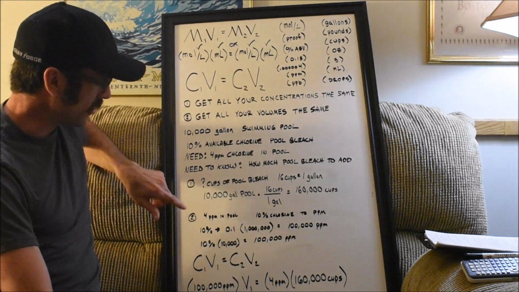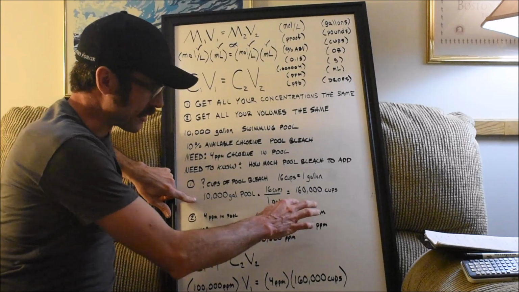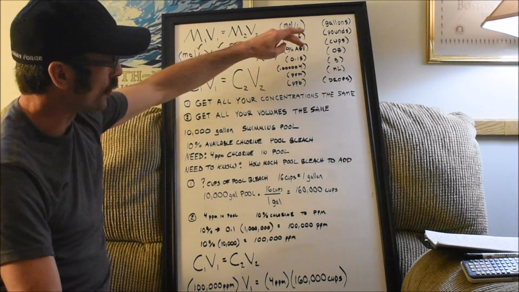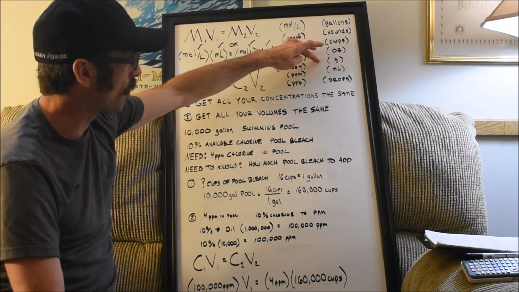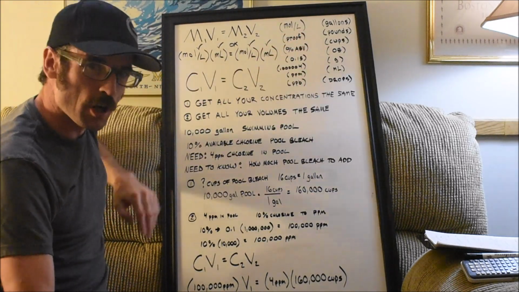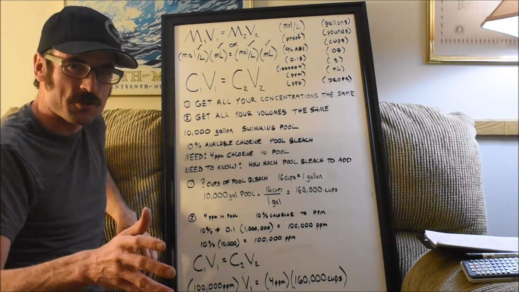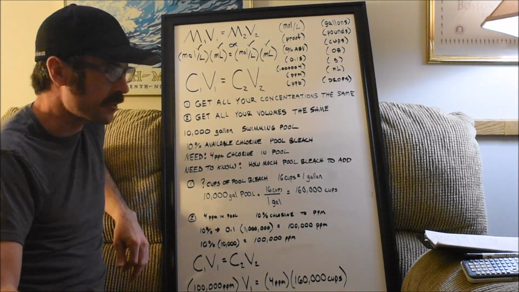16 cups in a gallon. 10,000 gallon swim pool, that's 160,000 cups. So that's what we'll use. Volume could be ounces, grams, milliliters, even drops from my last video. 70 to 75,000 drops are in a gallon.